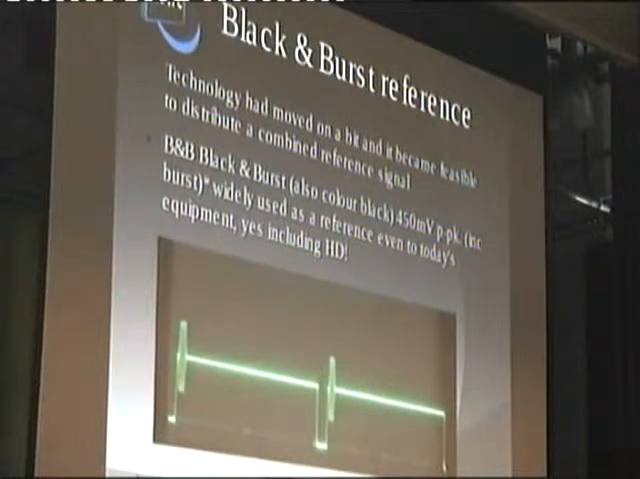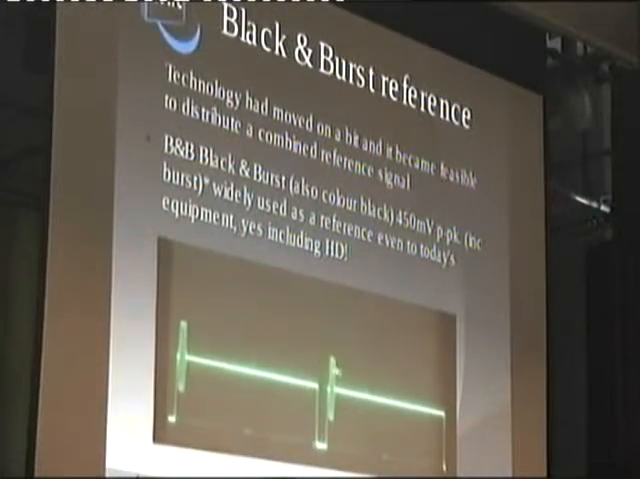Obviously, it's black with a burst, or colour black. It is a picture without the picture. And it contains all the information you need to lock up your piece of equipment in a genlock mode. And of course, by now, sync pulse generators were perhaps not exactly trivial, but certainly a lot simpler than they were. We're talking about the late 60s, early 70s. And the black and burst as a reference signal was very popular.